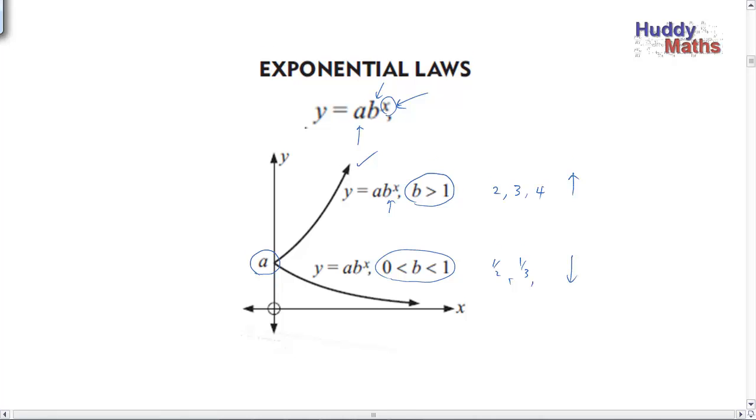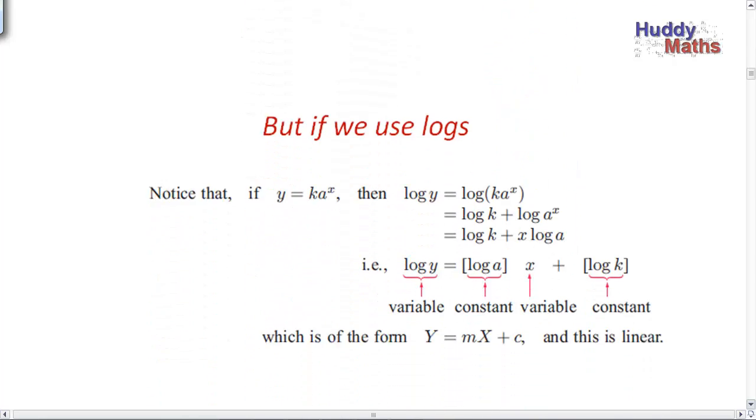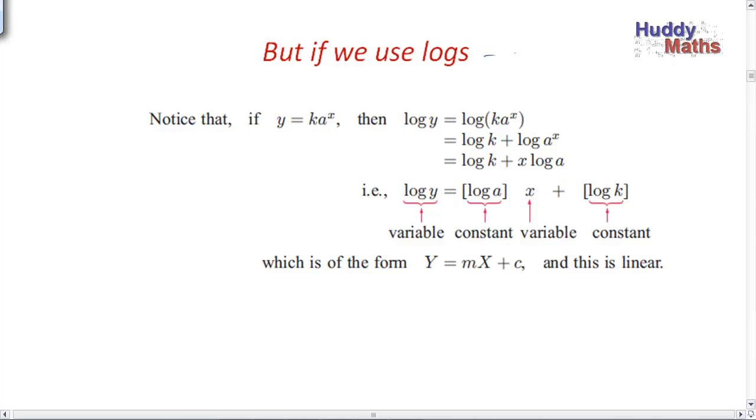Okay, so let's have a look now at this function. And if we use logs, you remember logs are powers. So we're going to take the log of both sides of this exponential function, and we'll use base 10 here. So log of y is the log of k a to the x, and this is a product, so that's the sum of the logs. Remember the log rules: the log rules are the same as the power rules because logs are powers. So it's log of k, and then it's log of a to the x, so that's x log a, because you're raising a power to a power, you're going to multiply the powers together there.